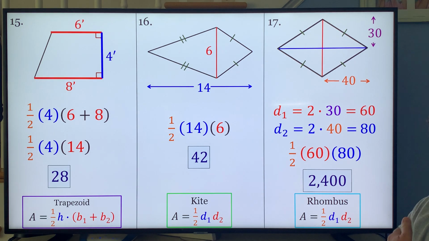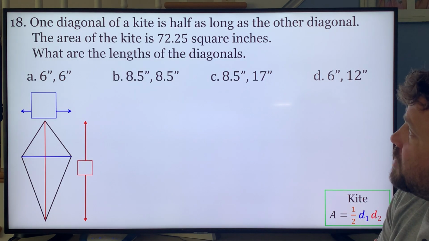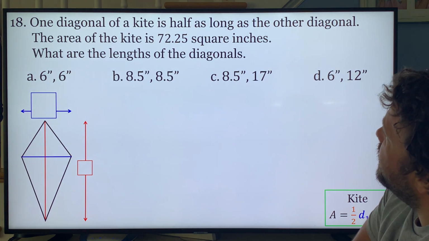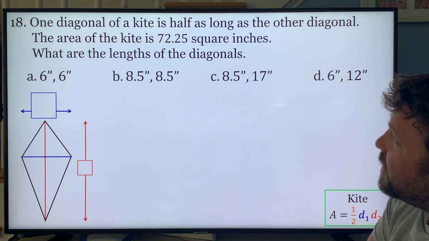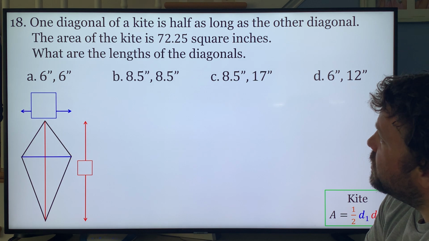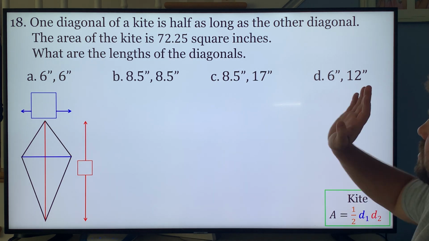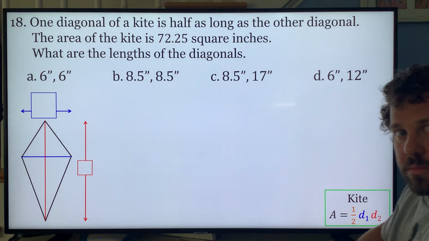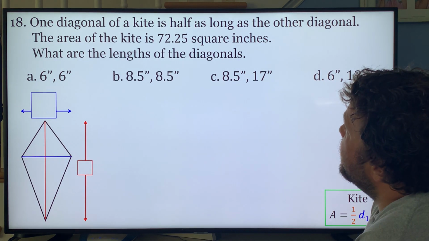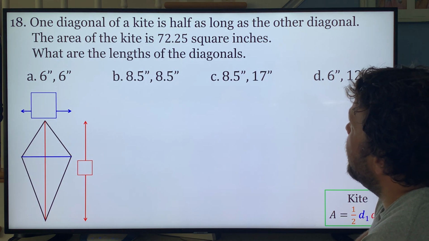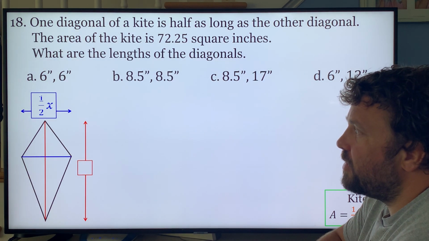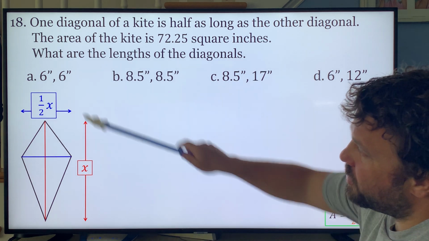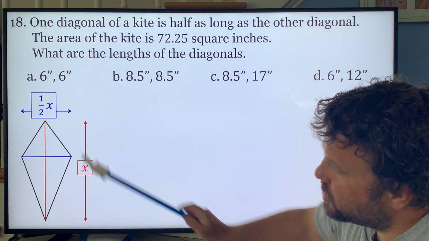All right. Ready for the last one? Last one of the day. Give you multiple choice to make it easy. One diagonal of a kite is 1/2 as long as the other diagonal. If the area of the kite is 72.25 square inches, what are the lengths of the diagonals? A, B, C, or D? So, you good? One diagonal is half as long as the other. So you have a 1/2 x and you have an x. Does it matter where these go? Yes, obviously the half is the smaller one.